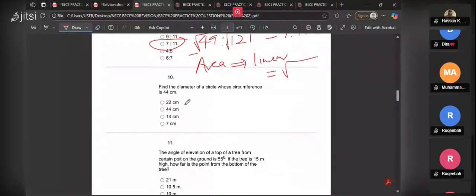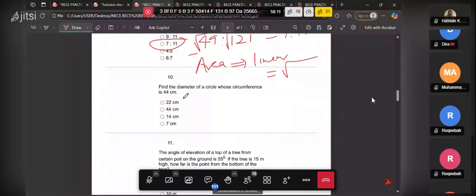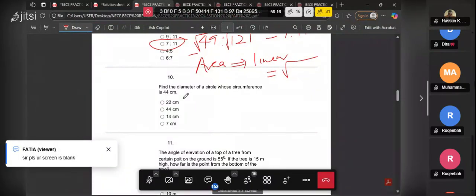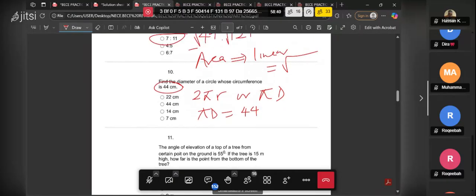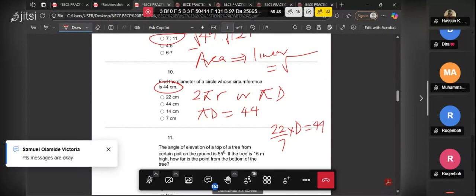Now question 10. Find the diameter of a circle whose circumference is 44. We have two formulas for the circumference of a circle: 2 pi r when you are given the radius, or pi d when you are given the diameter. So we can make use of pi d equals the circumference, which is 44, because we are looking for the diameter. That means 22 over 7 times diameter equals 44 over 1.